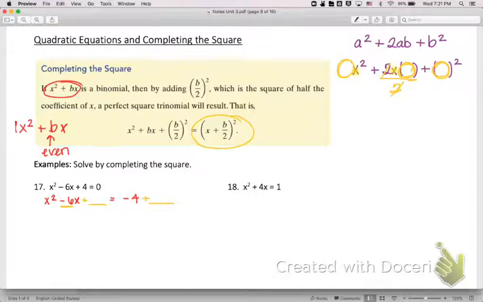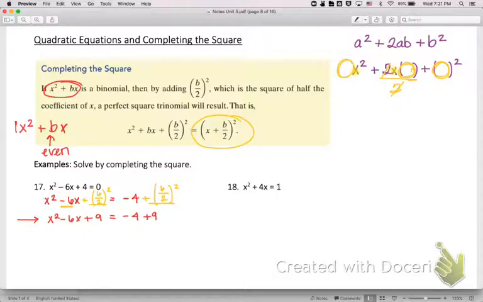And I usually do this piece in my head, but I'm going to write it out for you so you can see where it's coming from this time. We're going to take 6 divided by 2, and then we're going to square it. And that's what we're going to add in the blank on both sides. Well, 6 divided by 2 is 3, and 3 squared is 9. So we get x squared minus 6x plus 9 equals negative 4 plus 9. I usually skip straight to here. I'll do that orange piece kind of in my head, but that shows you where it comes from.